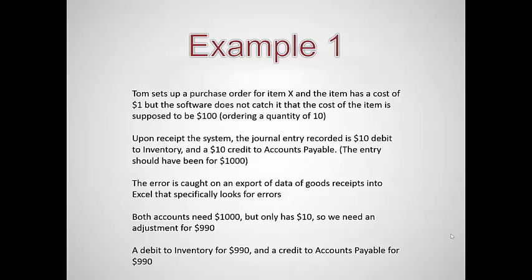So an accountant could possibly catch this on an export of data, looking at goods receipts, and notice, oh, we have a problem here. In order to make an adjustment to get both accounts to that $1,000, they would need to make an adjustment for $990. So there would be a debit to inventory for $990 and a credit to accounts payable for $990.